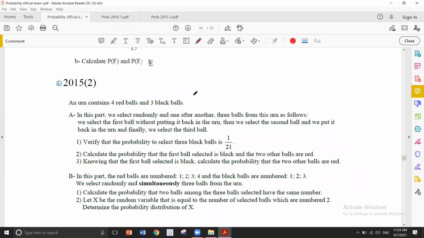An urn contains 4 red, 3 black. Professor, we won't have time to do this. But we will do just one part. Let's do part A. An urn contains 4 red balls and 3 black balls. In all, they are 7.